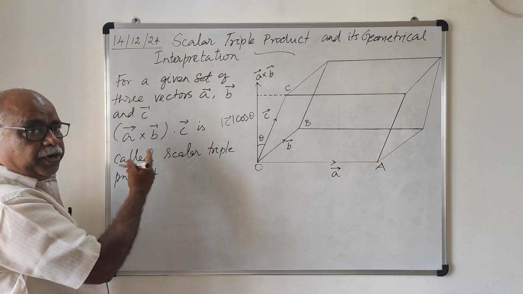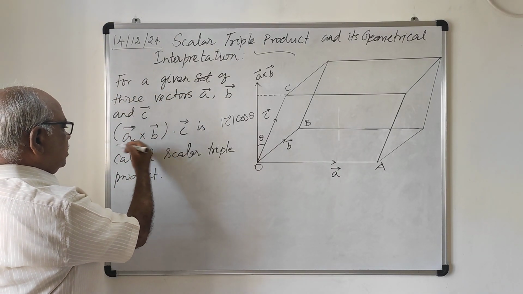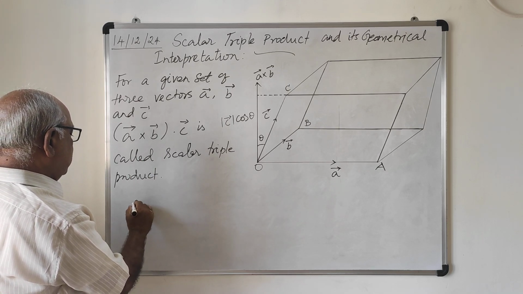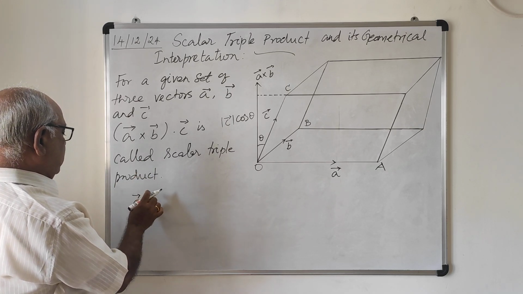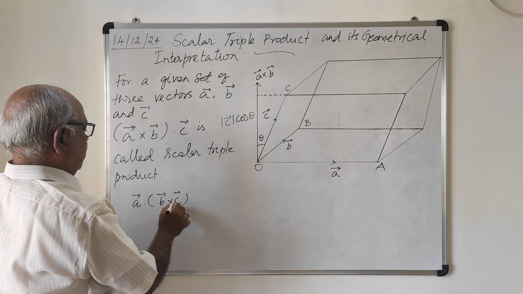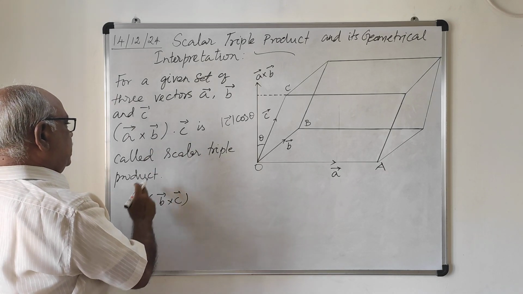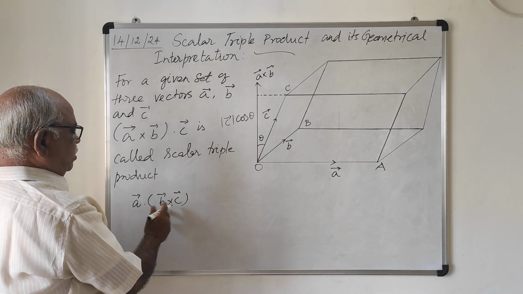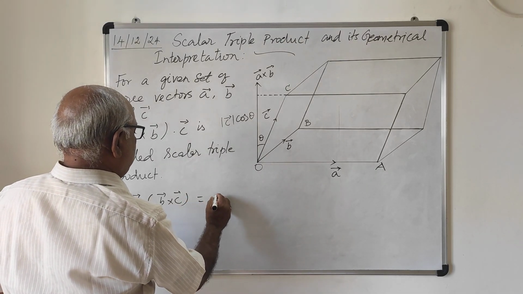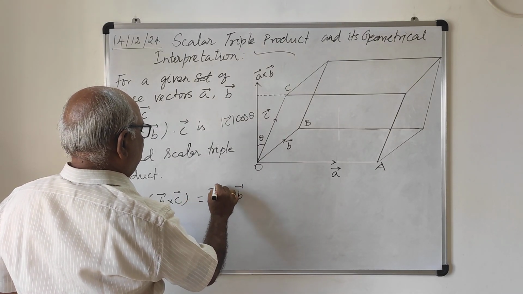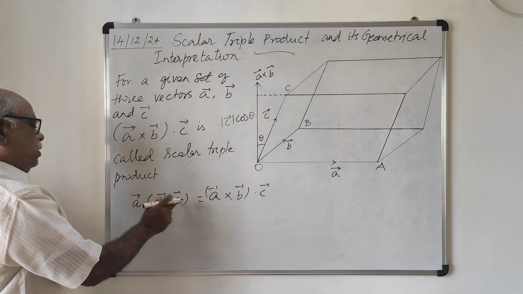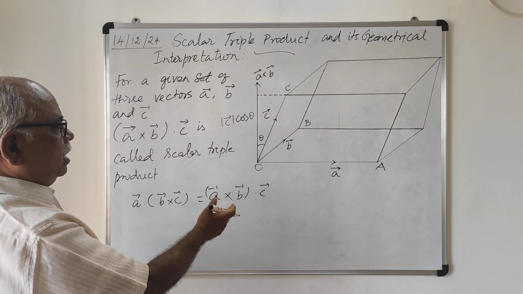The dot product is commutative, you know. Therefore, the dot and cross can be interchanged. You can write it as A dot B cross C. A cross B dot C can also be expressed as A dot B cross C. Dot and cross can be interchanged. So A dot B cross C is equal to A cross B dot C. Both are equal.